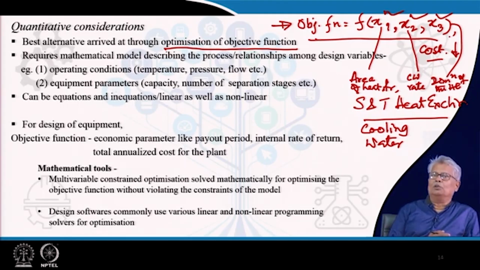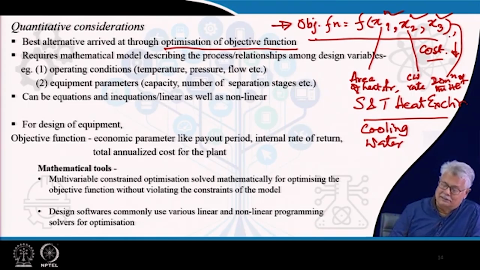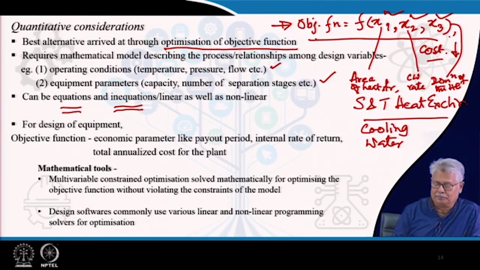So, you could see here that the operating conditions are certain variables, the equipment parameters are other variables, and the constraints could be equations or equalities, it could be inequations or inequalities also. The equations and inequations could be linear, it could be non-linear also.